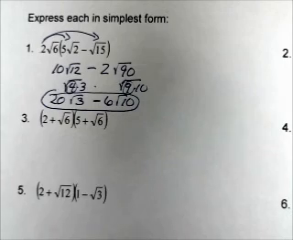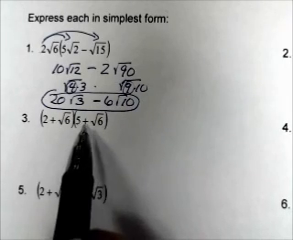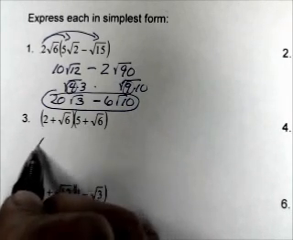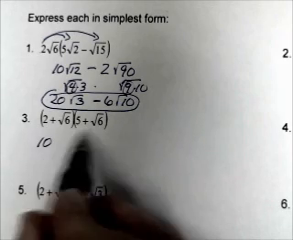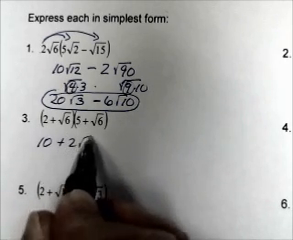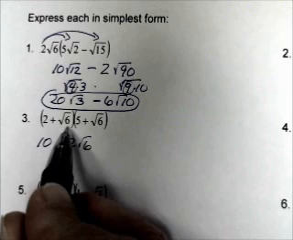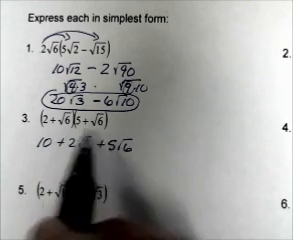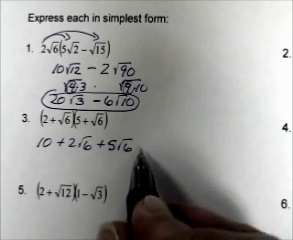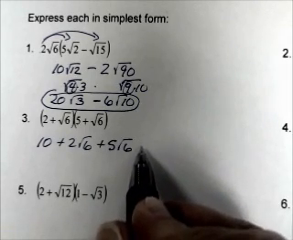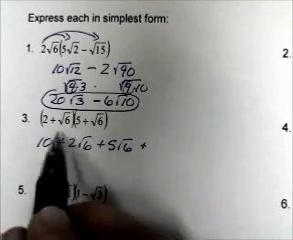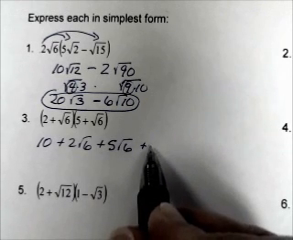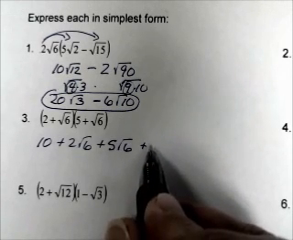Number 3, foiling here, 2 times 5 is 10. Outside, 2 times the square root of 6 is 2 square root of 6. Inside, square root of 6 times 5 is 5 square root of 6. And the last, square root of 6 times square root of 6 is going to be square root of 36, which is 6. When you take a radical and multiply it by itself, it removes the square root symbol.